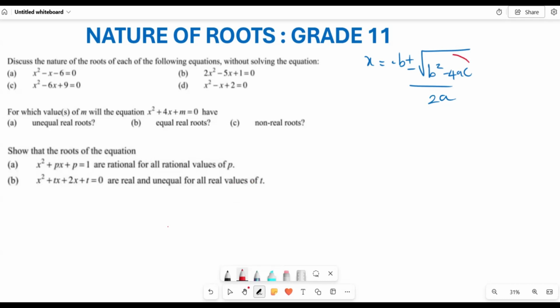Remember the root here, it is this one, which is going to be b squared subtract 4ac. So we want to classify this particular root. And how are we classifying the root? Under this root, we want to firstly find out whether we have a number that is real or a number that is non-real. I know probably someone is asking themselves what is real and what is non-real.